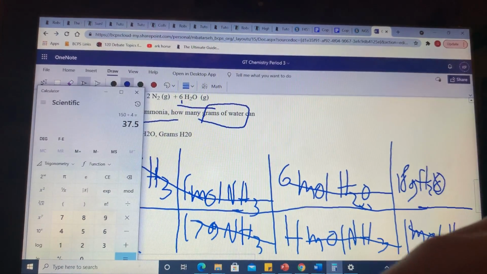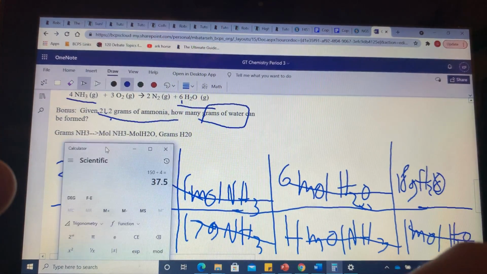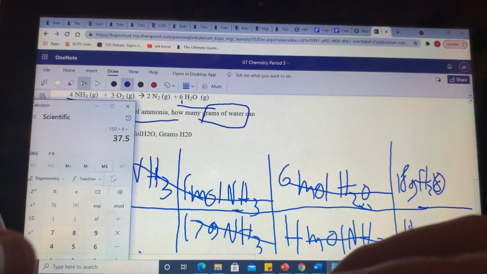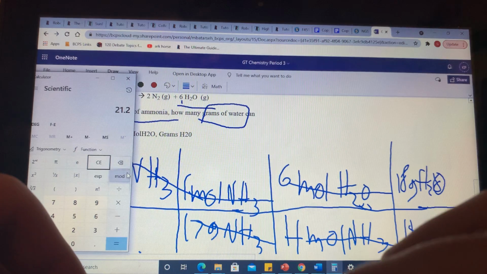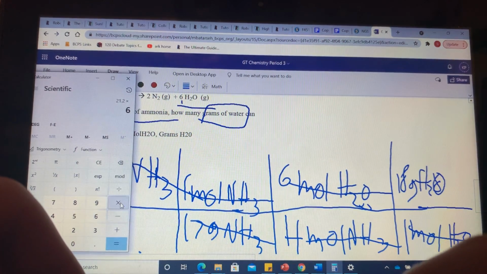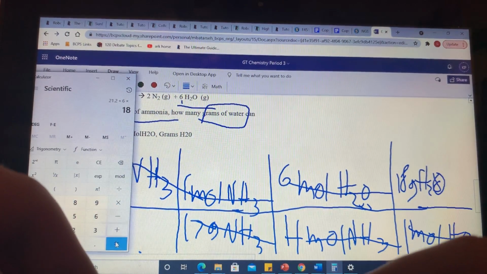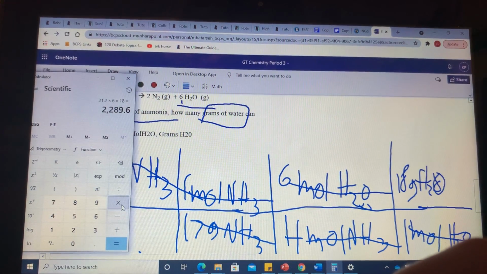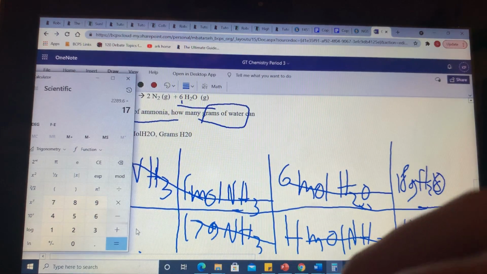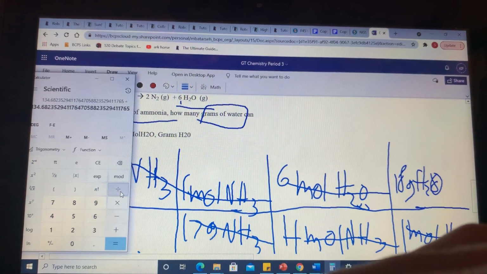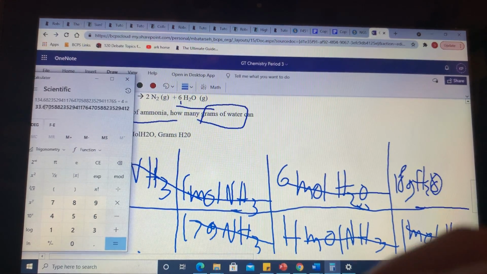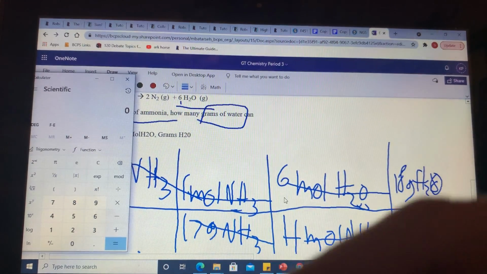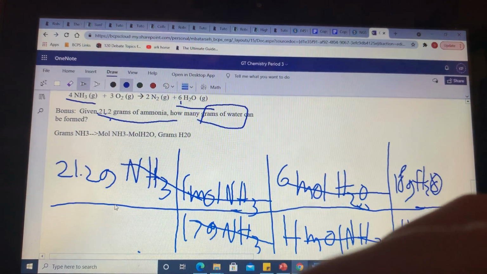So let's do our calculation down and dirty. Let's see our calculator here. We have 21.2 times 6 times 18 over 17 grams of ammonia over 4 moles of ammonia, which is equivalent to about 33.7 grams of water.